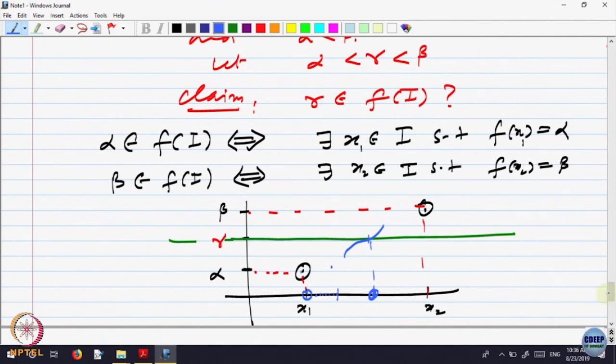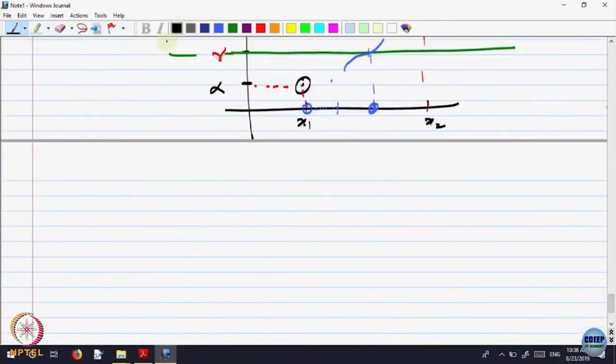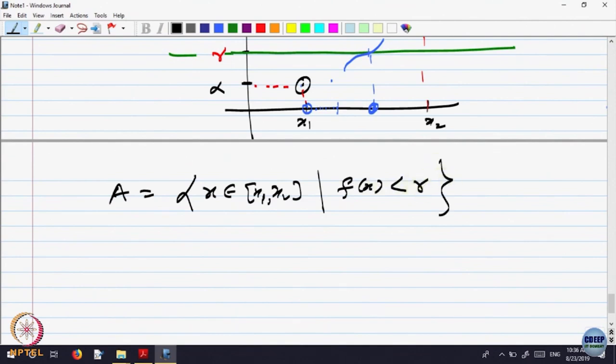So what should we do? The proof starts by looking at the set A, all x belonging to x1, x2, such that f at x is less than gamma. Is it okay? Note that x1 belongs to A, because the value at x1 is alpha. So A is not empty.